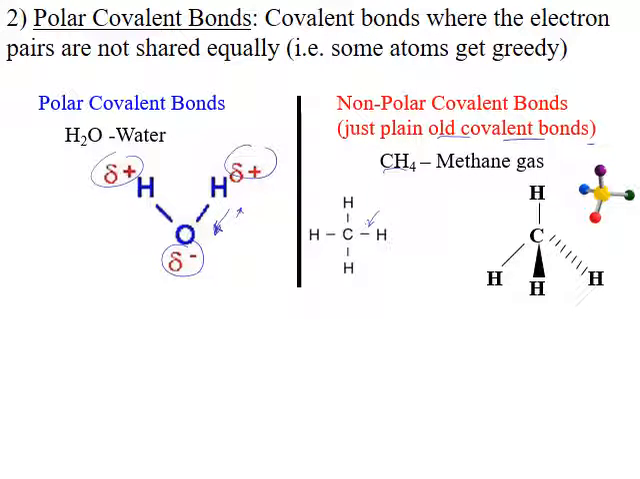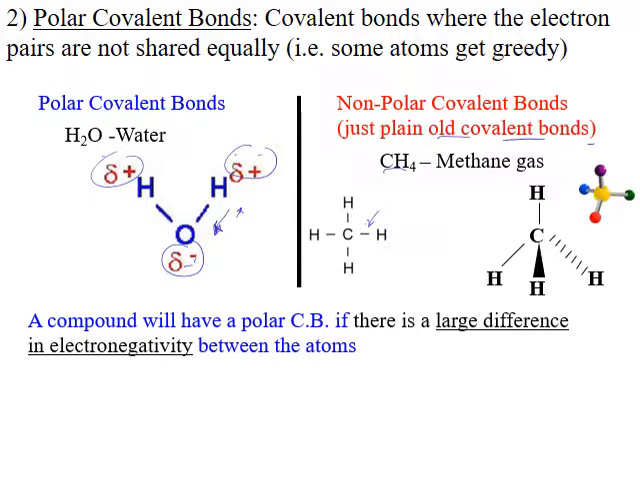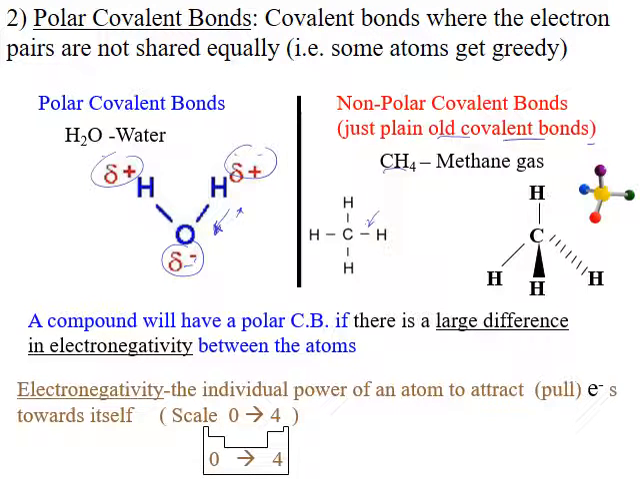The oxygen gets this little symbol that just means slightly negative. The hydrogen gets slightly positive, and then slightly positive over here, because remember, electrons are what are being shared. Electrons are negative, so as the oxygen pulls the electrons towards itself, it's becoming slightly negative. Now, a compound will be a polar covalent compound if there is a large difference in a term we call electronegativity. Basically, you can think of electronegativity like strength. Electronegativity is the individual power of an atom to pull the electrons towards itself. So if you have 2 different atoms and one's a lot stronger in pulling electrons, it's probably going to be polar covalent. And the rating system for electronegativity runs on a scale of 0 to 4.